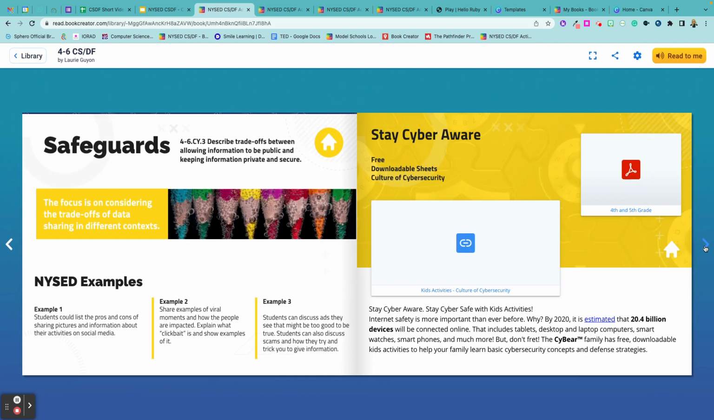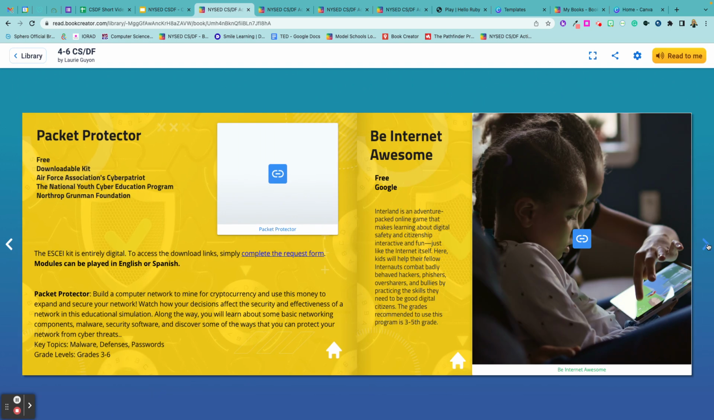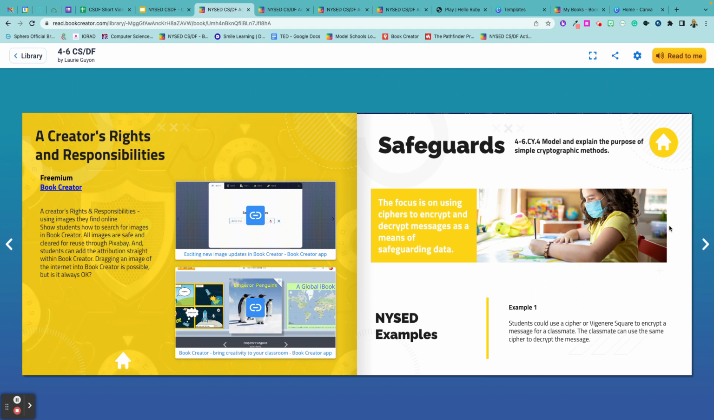Moving on to safeguard number 3, we're talking about describing the trade-offs between allowing information to be public versus private. So here we're really thinking about the pros and cons. So it could be a sorting activity or a compare and contrast. We're thinking about what clickbait is, and we're thinking about how to protect ourselves from online schemes and scams. Great resource is the Culture of Cybersecurity. Lots of free, great resources there for you. And some other great resources are also listed in this book.